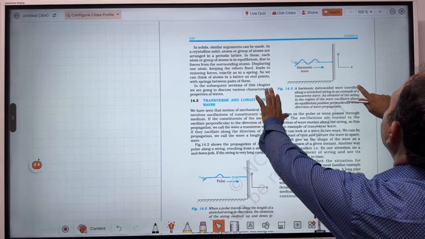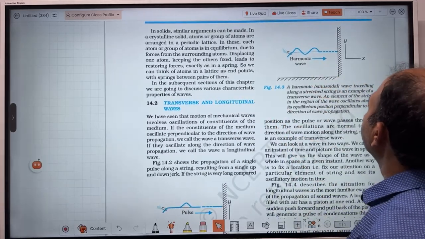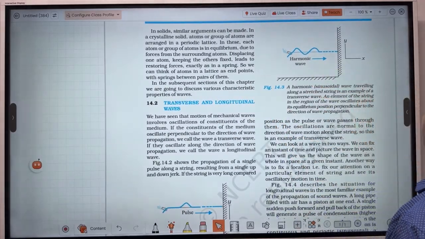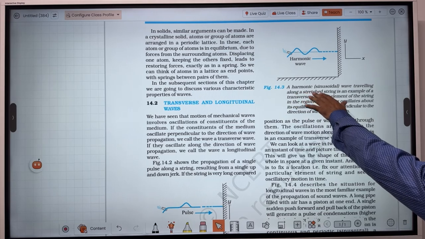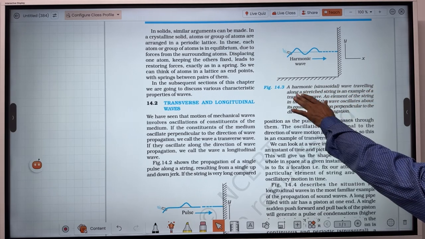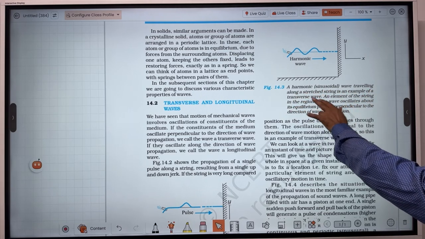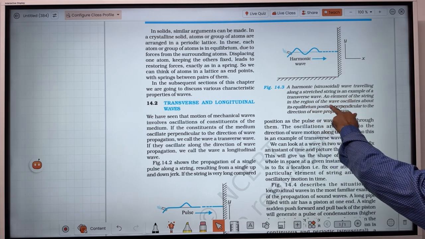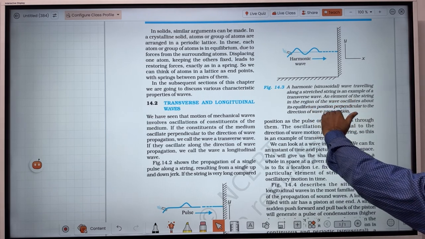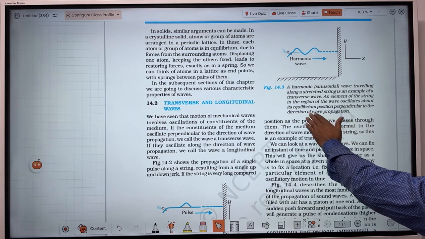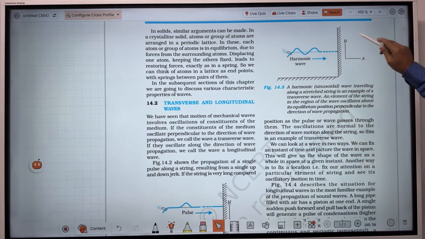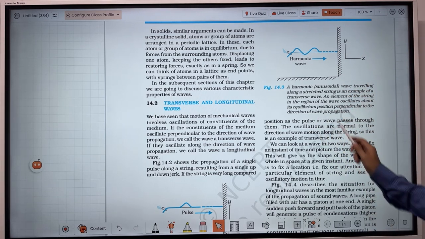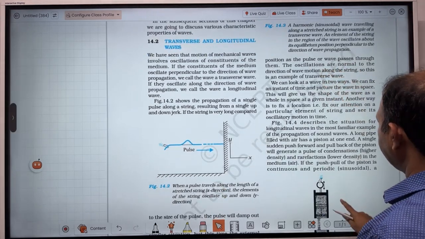Then here also you will see harmonic wave, so here sine wave or cosine wave. A harmonic sinusoidal wave traveling along a stretched string is an example of a transverse wave, and an element of the string in the region of the wave oscillates about its equilibrium position perpendicular to the direction of propagation of the wave. So motion will be like this and the wave will move like this, right? So these are basic things.